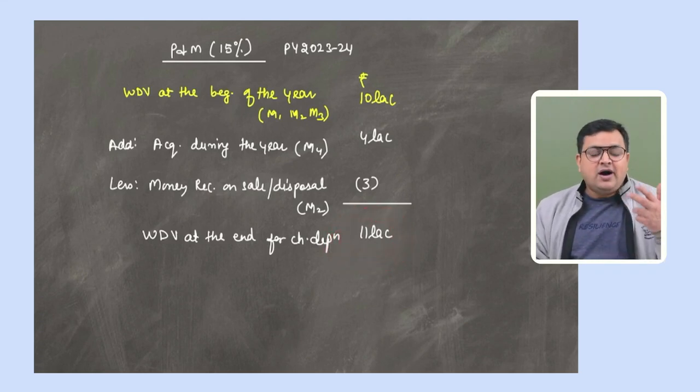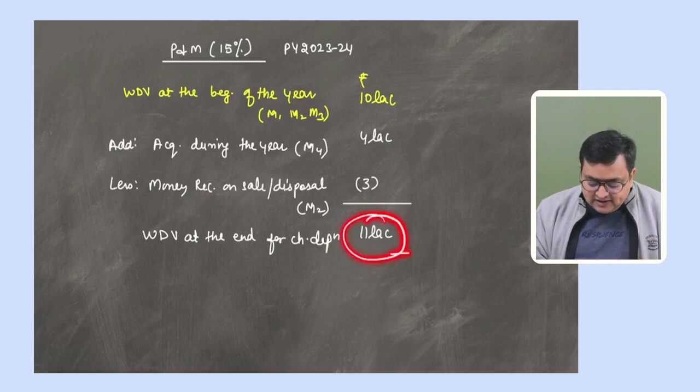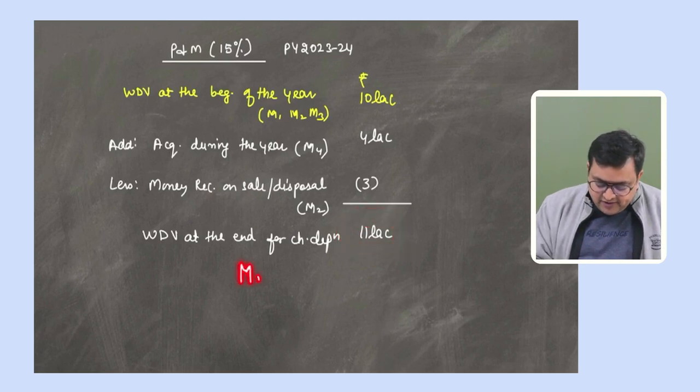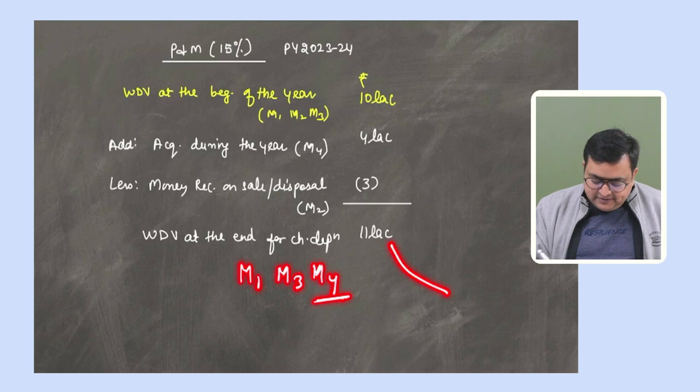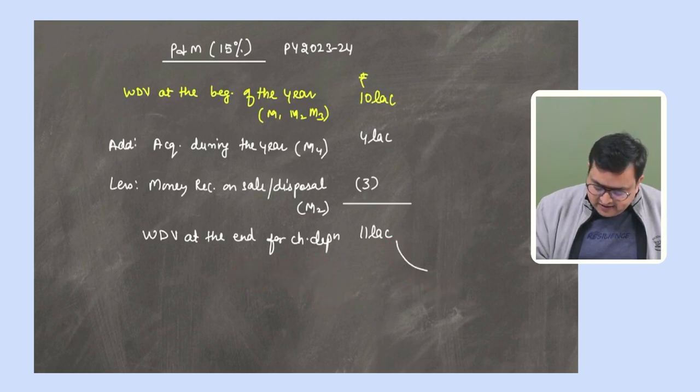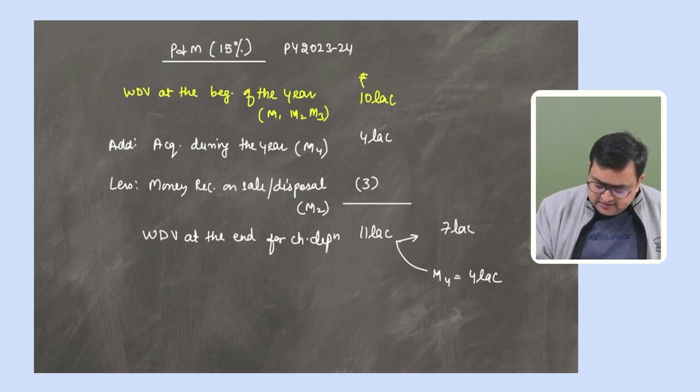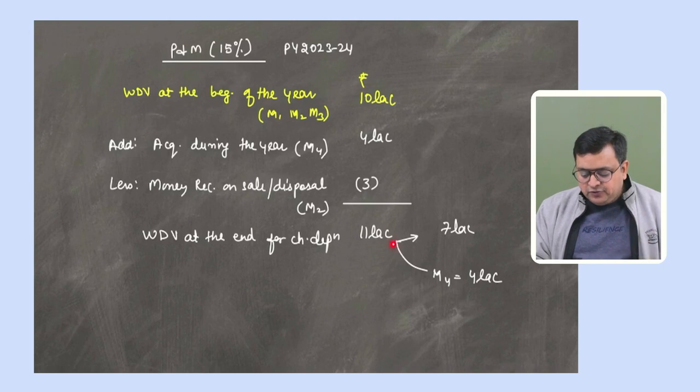Next you have to ask whether this value of 11 lakh contains any asset which is purchased during the year. Yes, sir, it contains M1, it contains M3, and it has M4. This M4 is purchased during the year. It was acquired during the year. So please keep it separate. Split this 11 lakh. The latest asset which you have purchased is M4, so it was of 4 lakh rupees. And the remaining amount, the balancing figure, is 7 lakh. So what I have done is, I have just split this 11 lakh into two parts. Whatever asset you have purchased, keep it separate and keep the remaining as a separate value.